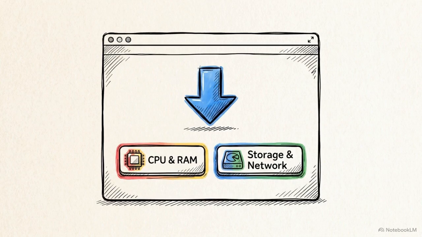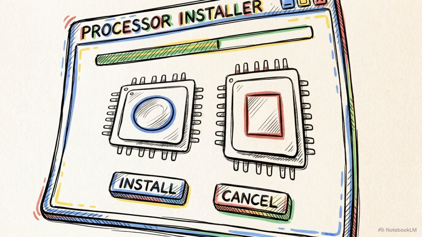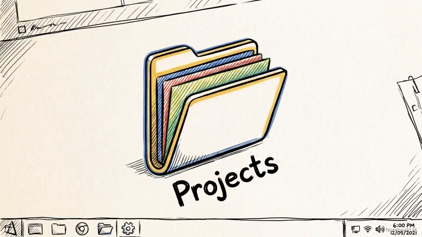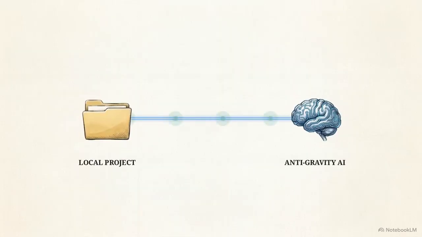Mac users must choose the installer that matches their hardware, Apple Silicon for M-series chips, or the Intel version for older models. Once installed, create a new folder on your desktop titled Projects. This will serve as the physical bridge between the AI and your hard drive.